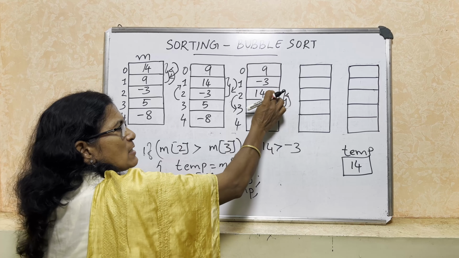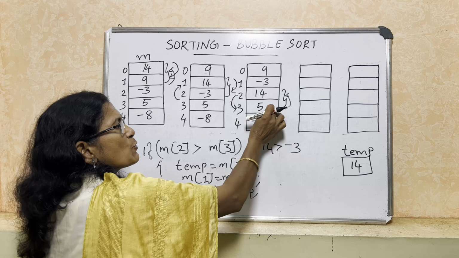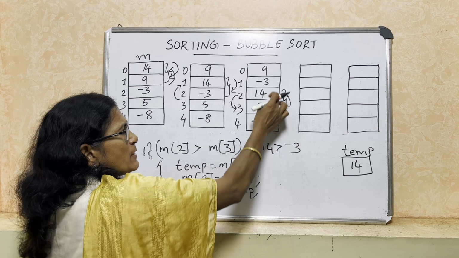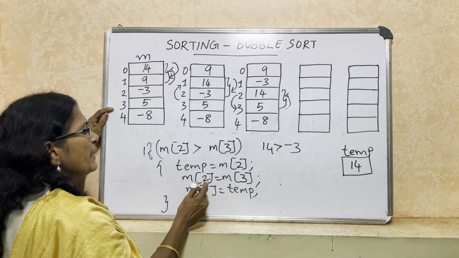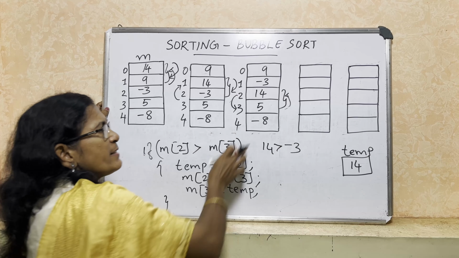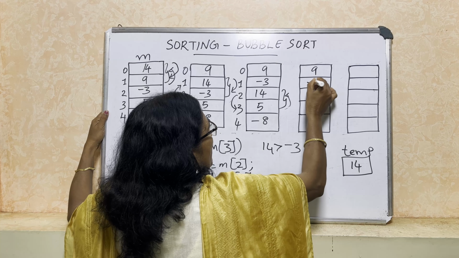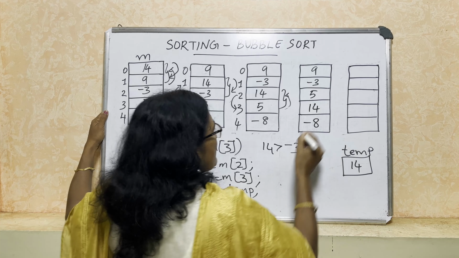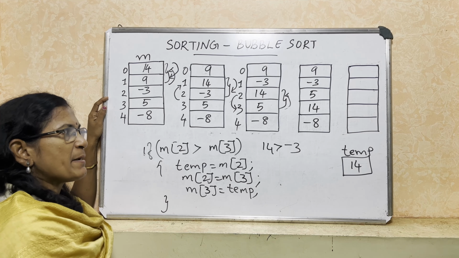Now to the storage location, let us shift the value 5. So m of 2 is equal to m of 3. And to the index number 3, assign the value of temp. M of 3 is equal to temp. So after the comparison and swapping operation, the resultant array is 9, minus 3, 5, 14 and minus 8. Still the array is not sorted. Let's go for the next comparison.